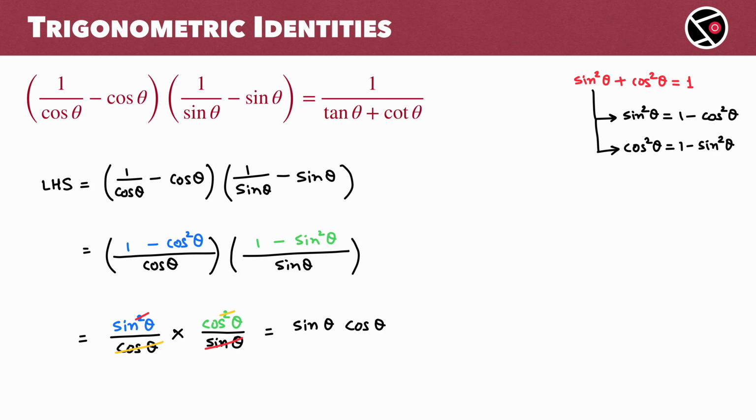How do we proceed from here? Our left hand side is now sin θ cos θ, but this seems pretty far away from our target, the right hand side, which is 1 over tan θ plus cot θ. This is a challenge for you. Please pause the video and give it a try.